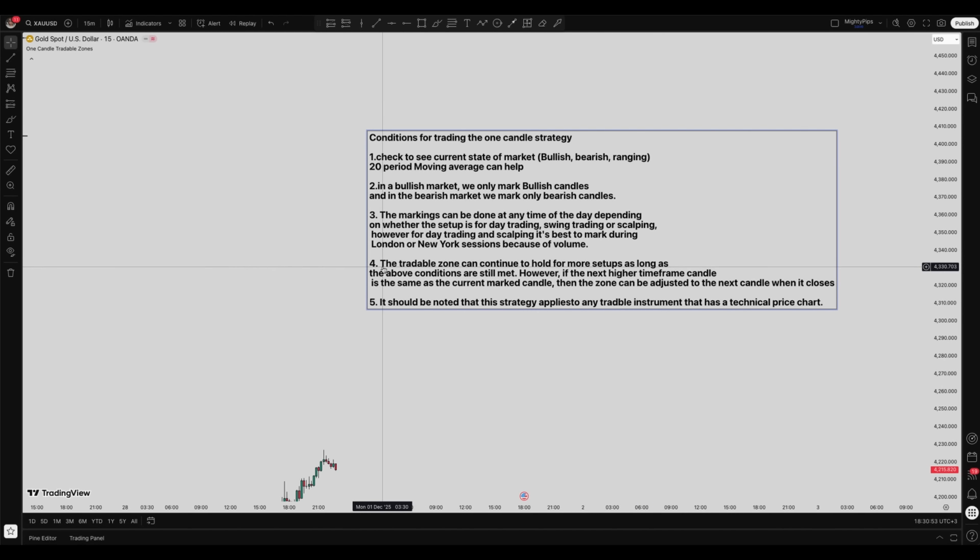The fourth point is the tradable zone can continue to hold for some setups as long as the above conditions are still true.